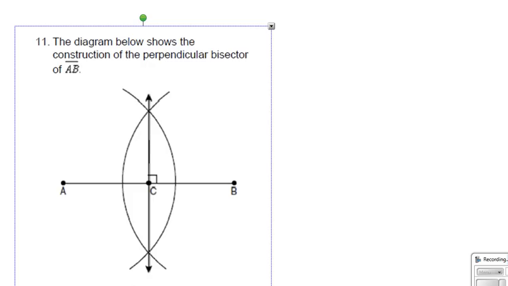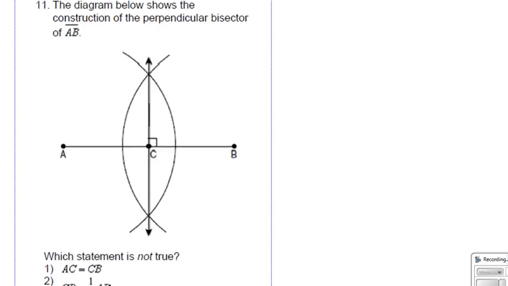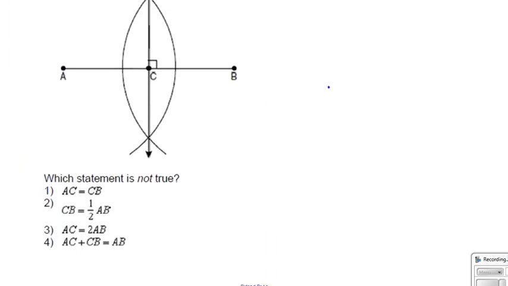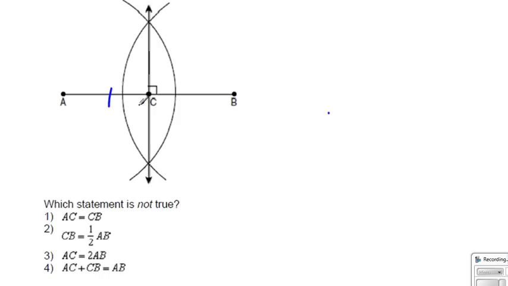All right, next question, number 11. Here we see that it's a perpendicular bisector. Then which statement is not true? We realize that this line segment has to be equal to this one, meaning AC must be equal to CB. The first one is true. CB has to be half of AB, which is also true. Now, AC must be 2 times AB. In fact, AC is smaller than AB, so that cannot be true. So our answer will be choice number 3.